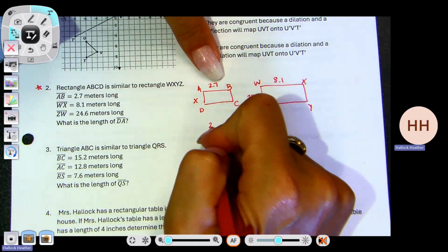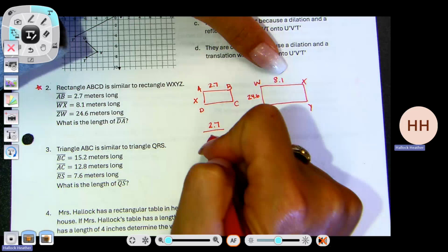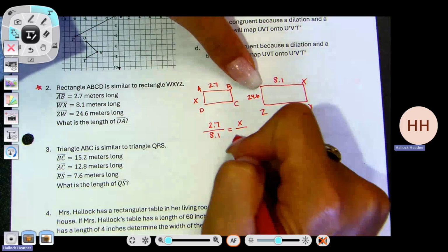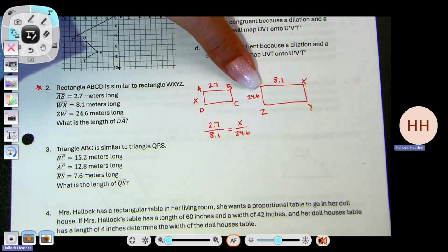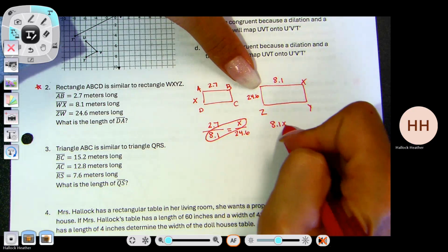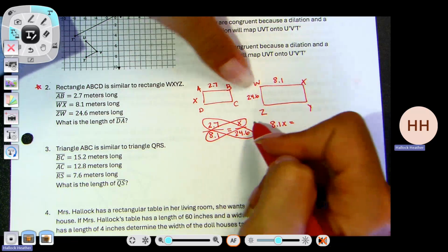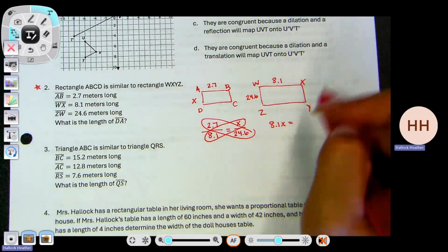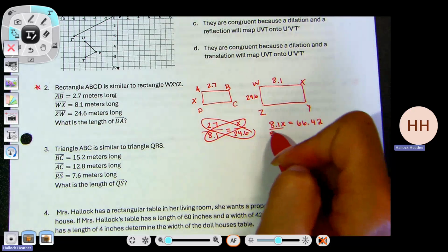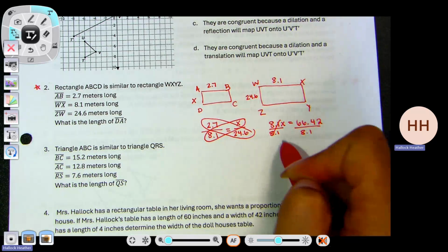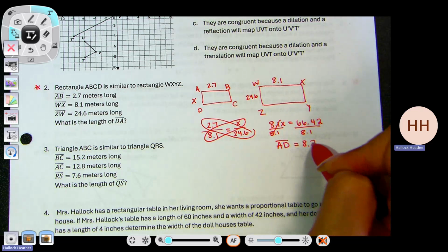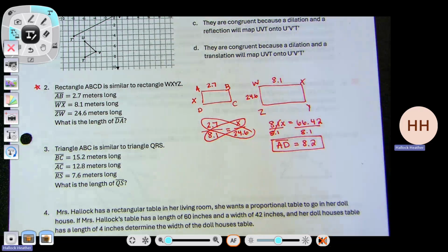So 2.7. The matching piece of that on the big is 8.1. And that's equal to small, which is X, over big, which is 24.6. And then we're going to cross multiply. So 8.1 times X is 8.1X. If I cross multiply this way, 2.7 times 24.6 is 66.42. And then when I divide by 8.1, I'm going to get my answer. So technically X, or the length of AD, is 8.2. So it's the same as what we've been doing, just in words.